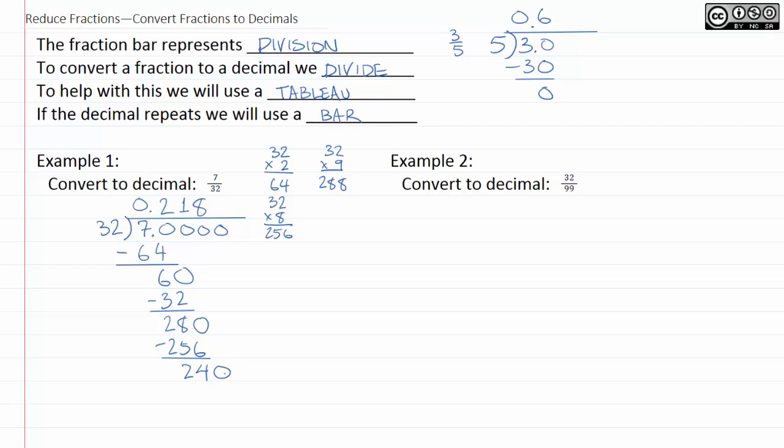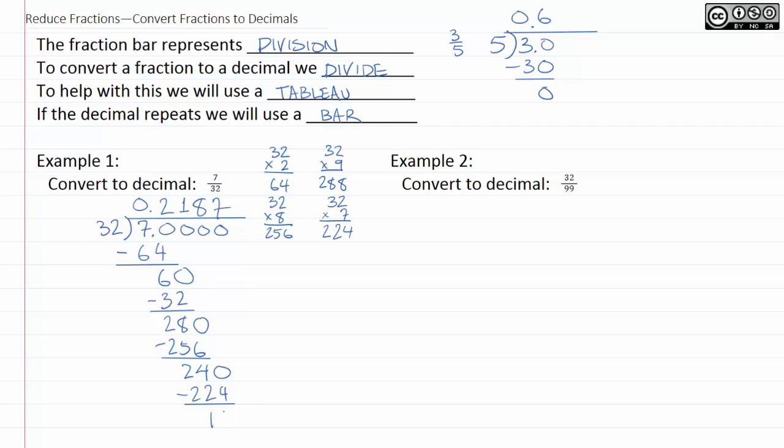32 into 240. Well, if you look here, 256 is too big, so we can't use 8. Let's try 32 times 7. That comes out to 224, which looks about right, so we'll just put 7 there, minus 224. So 240 minus 224 comes out to exactly 16.